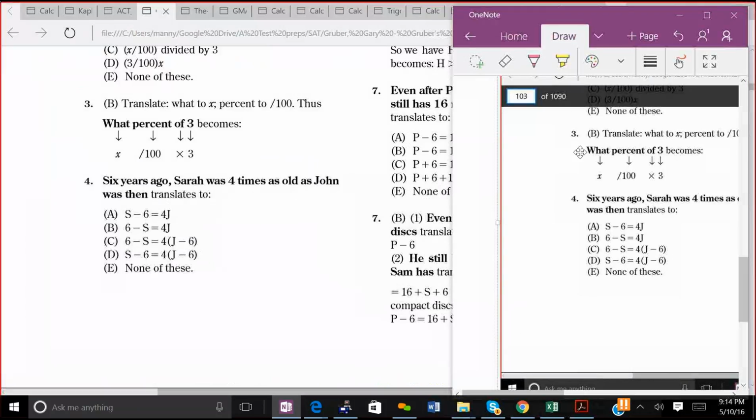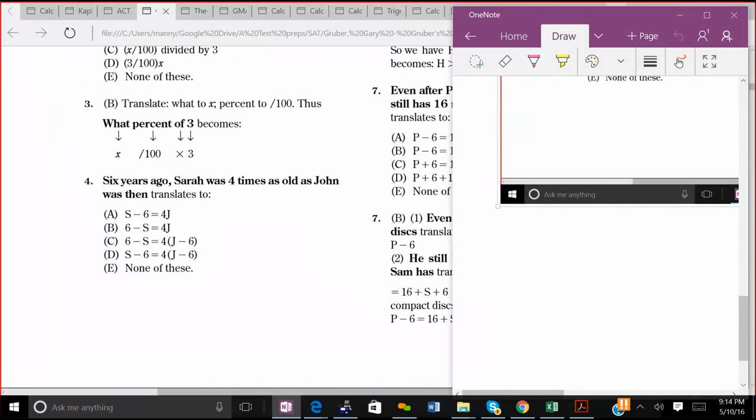The app you need to know is you need to make tables and charts. Tables and charts help you organize your question. Like here you can see that Sarah and John need to have their own column. So 6 years ago, now you have minus 6. Now Sarah is S, John is J. There's no relationship. You cannot call it X and 2X or anything like that. So the critical thing here is to see that they are not equal.